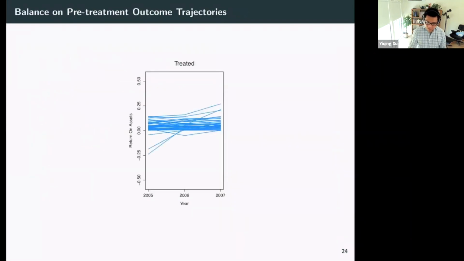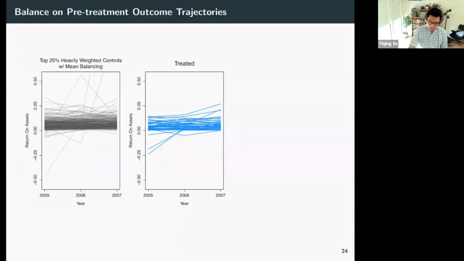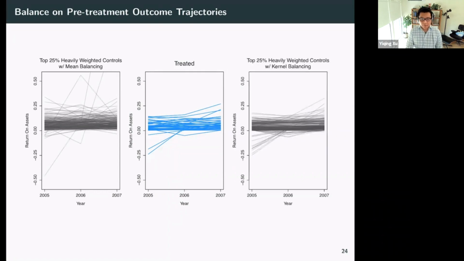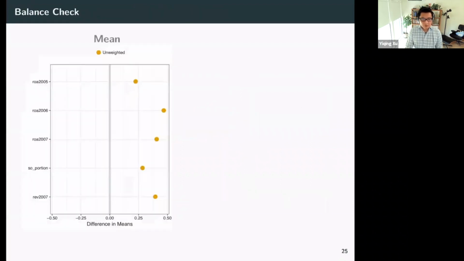So this is the distribution of the treated data, the trajectory of the treated data for the 48 firms. And this is, if you use mean balancing, the mean will get exactly right, but the distribution of the trajectories is not exactly the same as the treated. But if you use kernel balancing, they look almost exactly the same, because the kernel method tries to get the distribution right. And this is unweighted. If you look at the mean balancing, it gets the mean exactly right for the variables entering the balancing scheme.